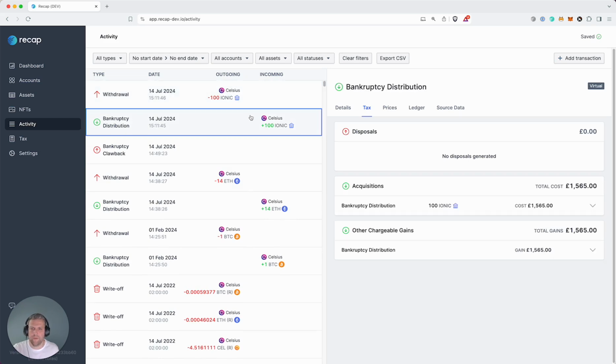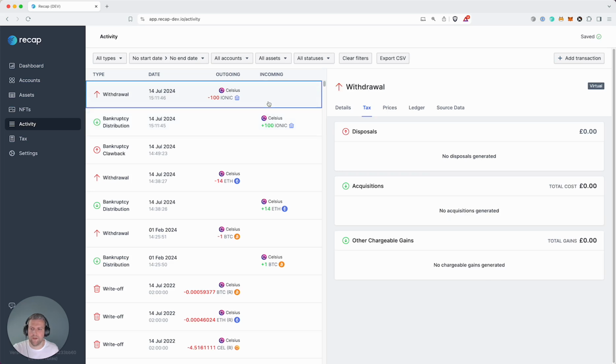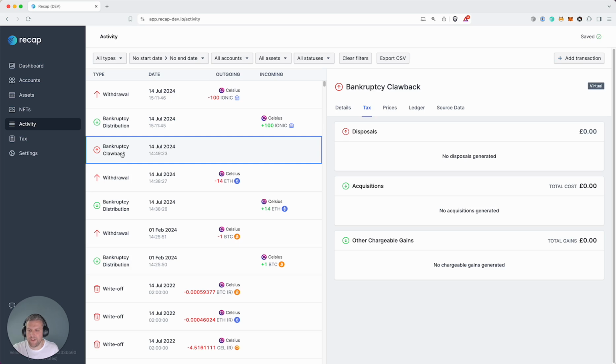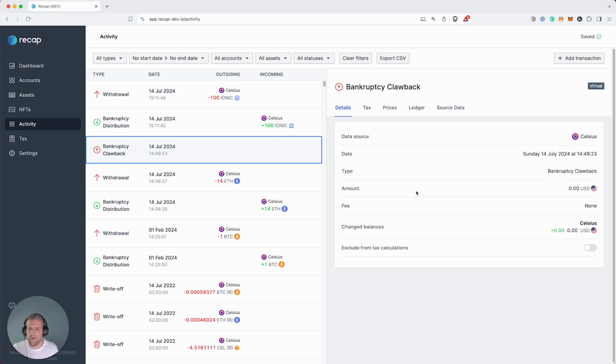Many of you will have your shares custodied in a US broker-dealer account until the shares go public, where you can then define a transfer agent to move them. We also have a bankruptcy clawback transaction in here, so if you were subject to a clawback, the amount that you claim in here will offset any bankruptcy distributions you pay tax on as well.